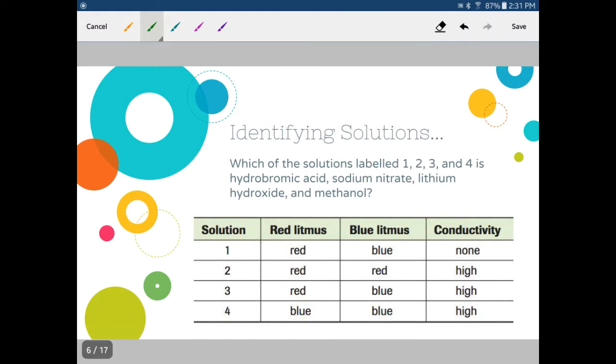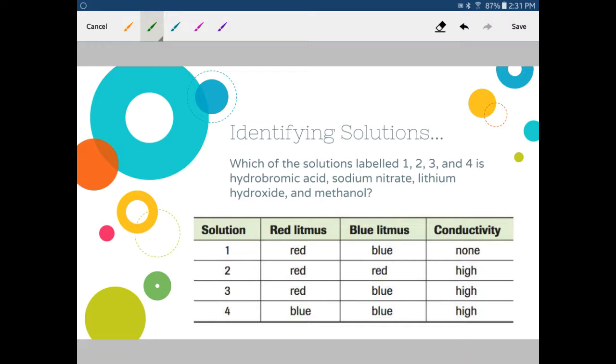So identifying solutions, there's a few things that we can do to help us identify certain solutions in a lab. If we had a scenario where we had 3 or 4 different clear colorless solutions in our lab that we didn't know what they were, we could do a few diagnostic tests to figure out which is an acid, which is a base, which is a neutral substance, which is an electrolyte and a non-electrolyte. So we can do a bunch of tests to figure that out.